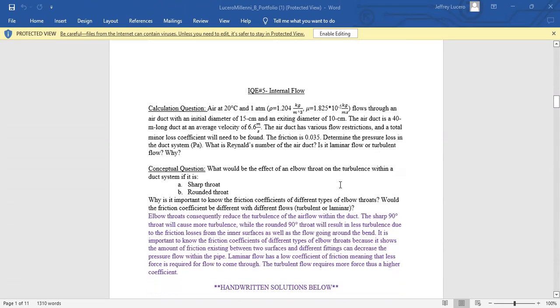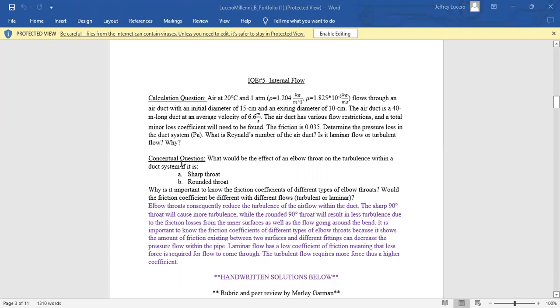For IQE number 5, we know that air at 20 degrees Celsius in one atmosphere has these chemical properties. It flows through an air duct with an initial diameter of 15 centimeters and an exiting diameter of 10 centimeters. The air duct is a 40-meter long duct with an average velocity of 6.6 meters per second. The air duct has various flow restrictions, and a total minor loss coefficient will need to be found. The friction is 0.035, and we need to determine the pressure loss, the coefficient, the Reynolds number, and is it laminar or turbulent flow? Why?